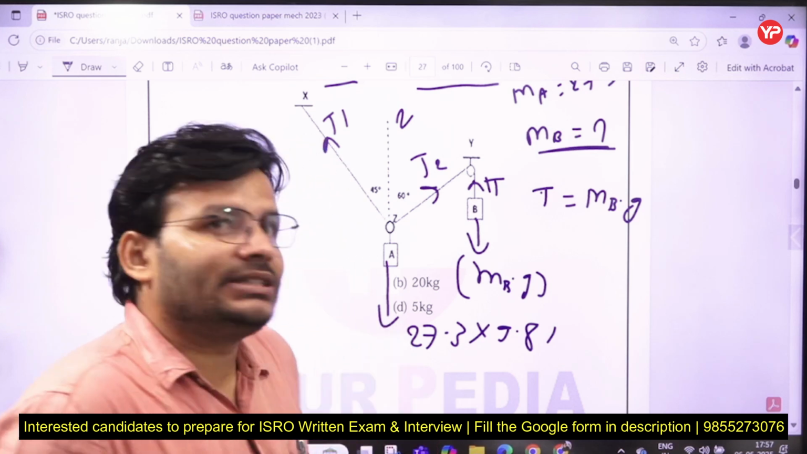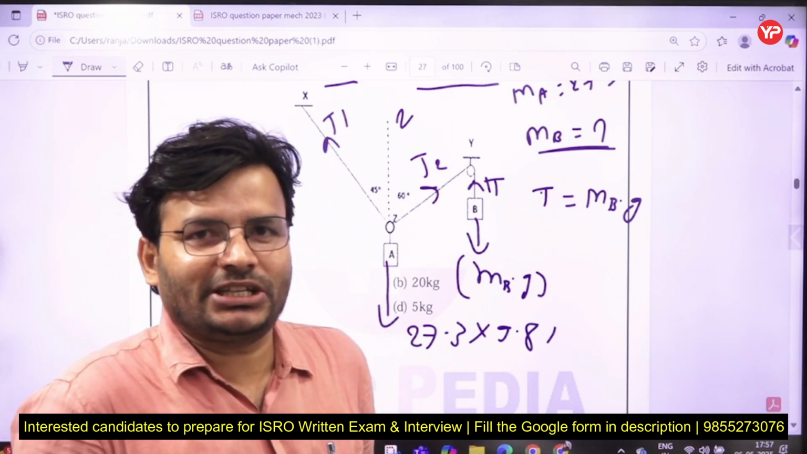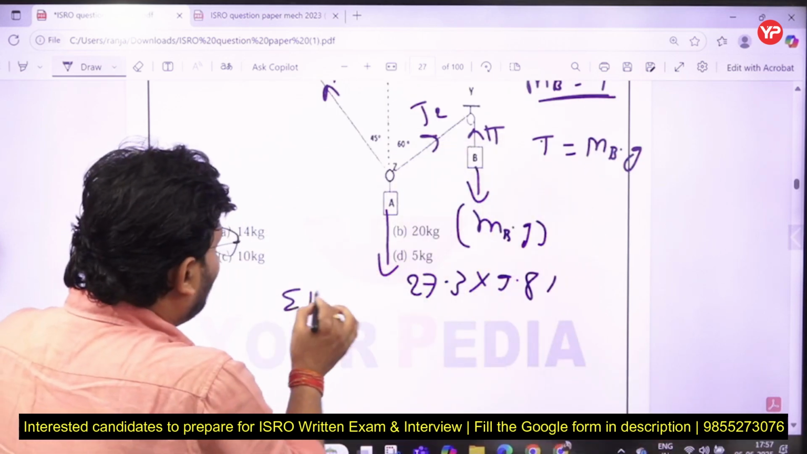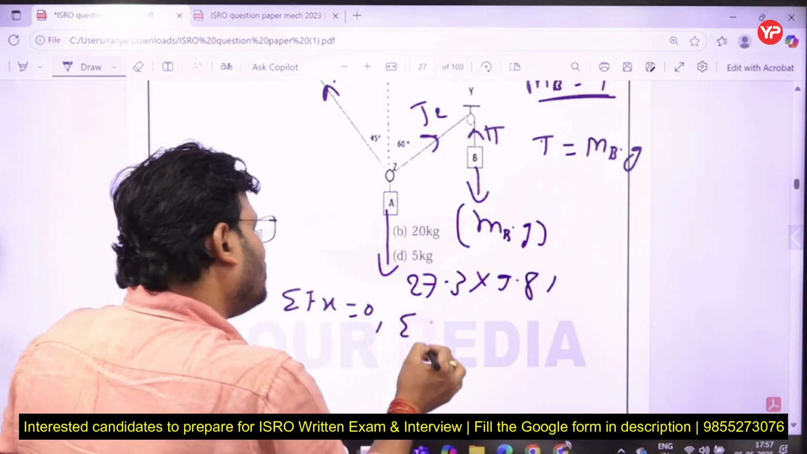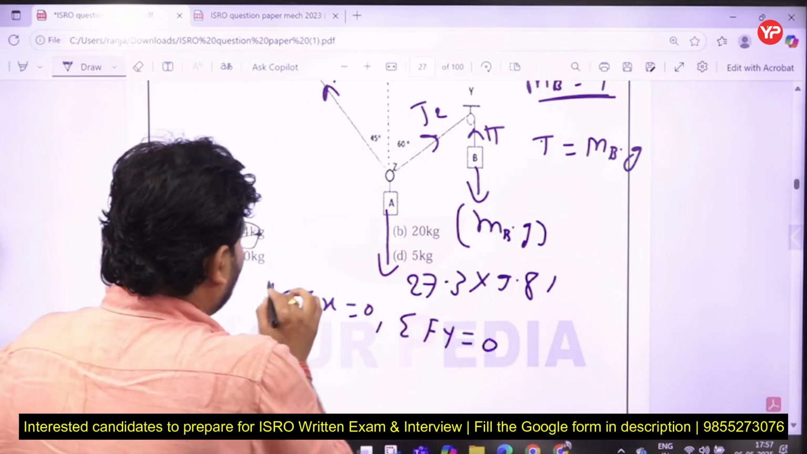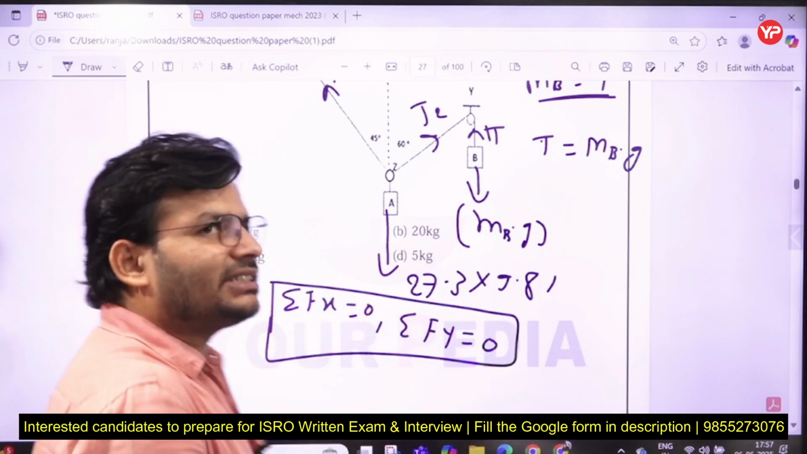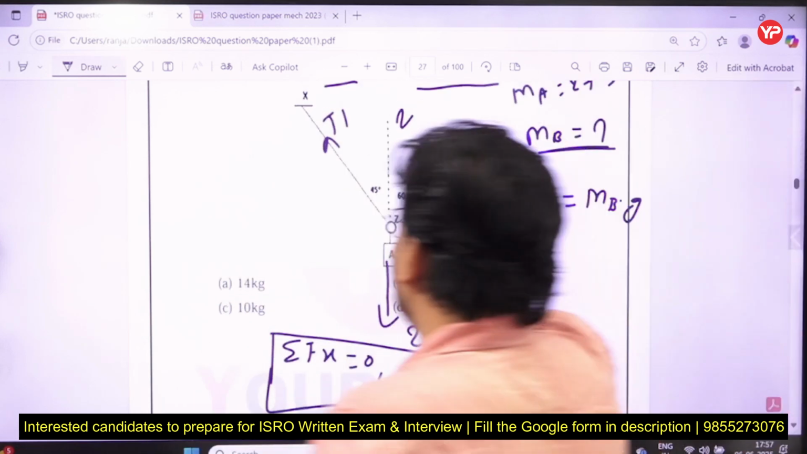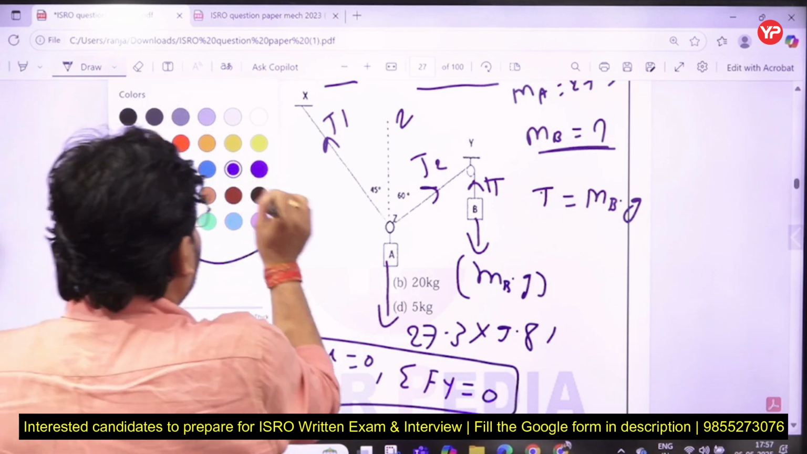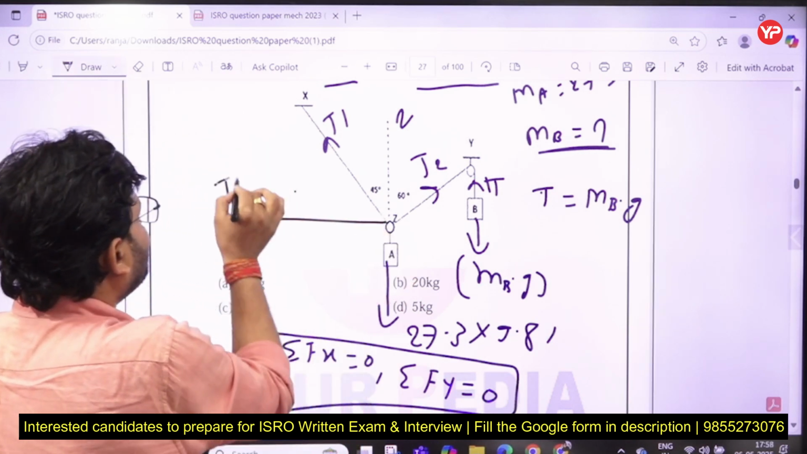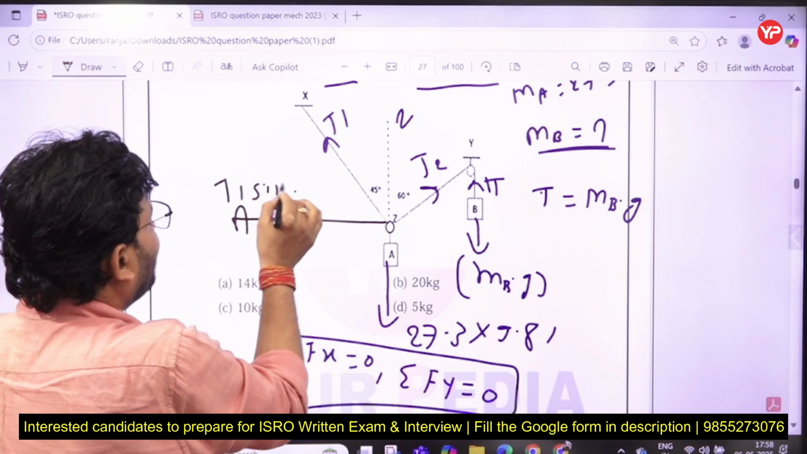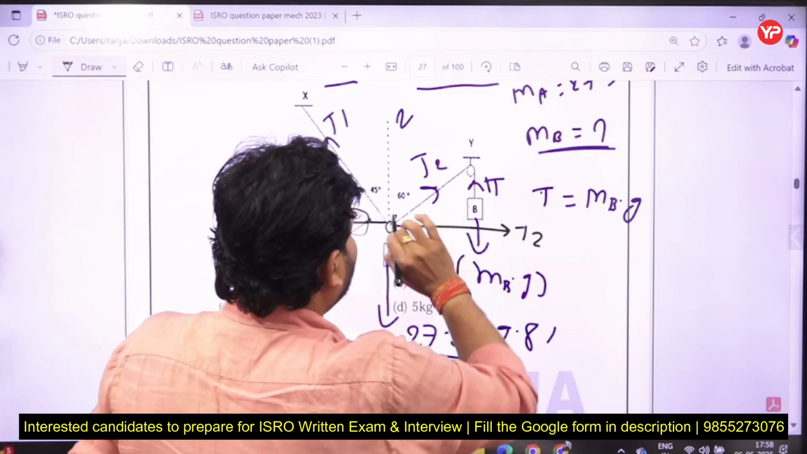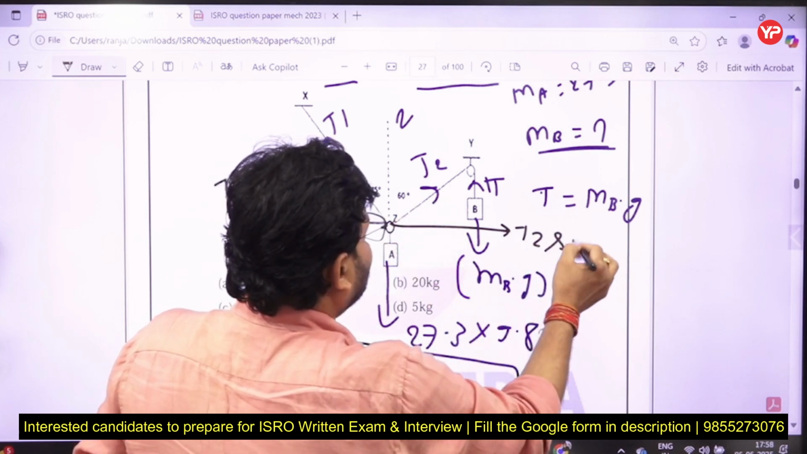In the question it is given that the body is in stable equilibrium. So if the body is in equilibrium, the summation of all forces in the x direction is 0 and the summation of all forces in the y direction is 0. Then only will the body remain in equilibrium, in static condition. So now break the components in the given diagram. Suppose this is T1, so what will be their components? This one will be T1 sine of 45, and this one will be T2, so T2 sine of 60.